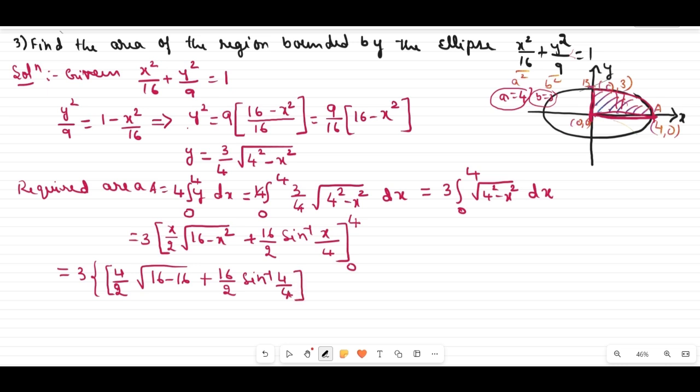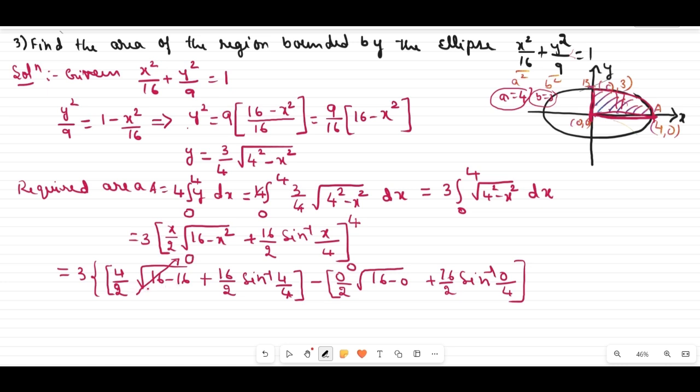So I applied the upper limit. Put a negative symbol, apply the lower limit. The lower limit is 0. Wherever you are having x, apply 0. So 0 by 2 into square root of 16 minus 0, plus 16 by 2 into sine inverse of 0 by 4. So as we have done in the previous problem, whichever term gets 0, let me find out. The first term becomes 0 because 16 minus 16 is 0.